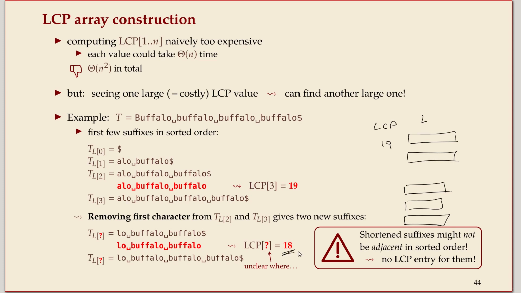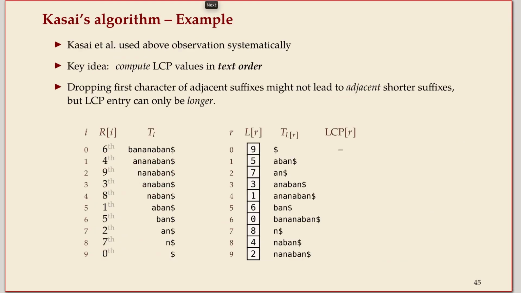Now we know there's an LCP of 18 between those two shorter suffixes, but there's no entry in the LCP array where we would put the 18 in. So it was such a nice idea, it just doesn't seem to work. That's too bad. But don't give up yet.